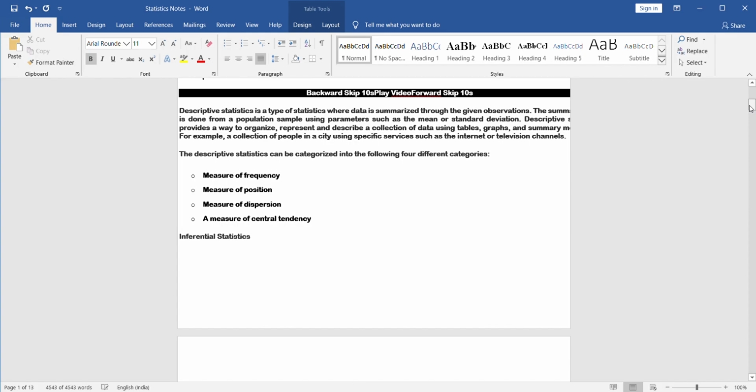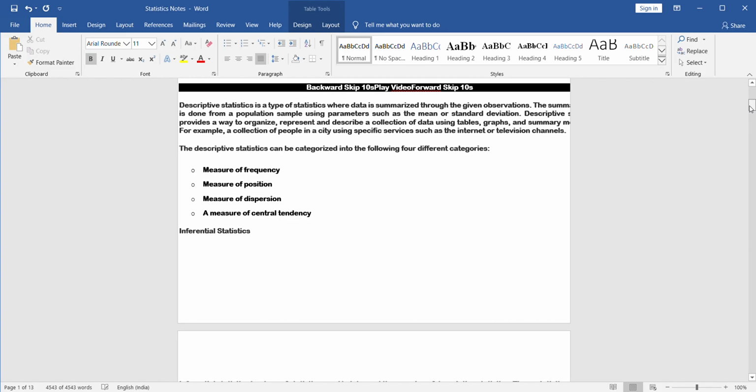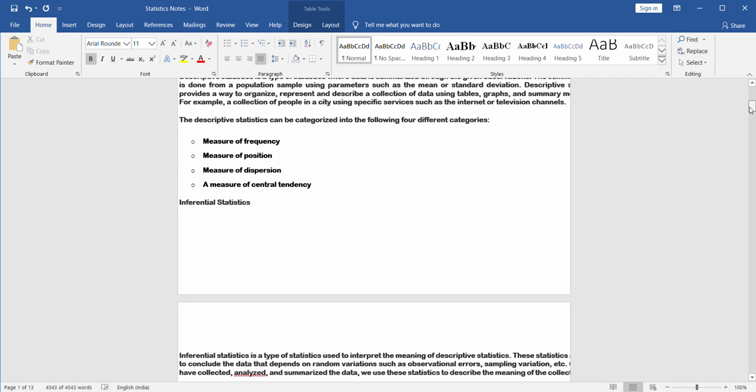So how to measure it? Like measure of frequency, measure of position. You can divide it into different categories: measure of dispersion, measure of central tendency.